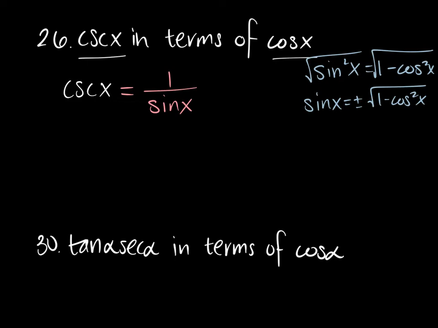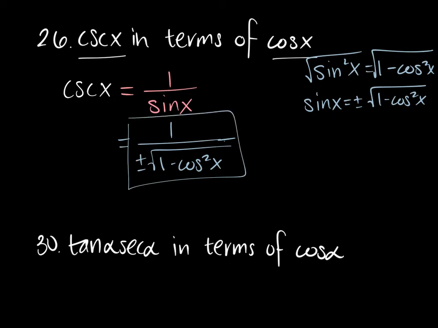So we're going to plug that in for sine x over here for cosecant. So we get 1 over plus or minus square root of 1 minus cosine squared x. This is the one instance I will let you keep this radical in the denominator, just because it's a plus or minus and it's a nasty number underneath the radical. So we'll leave it as is. And so this is our answer because we got cosecant in terms of cosine.